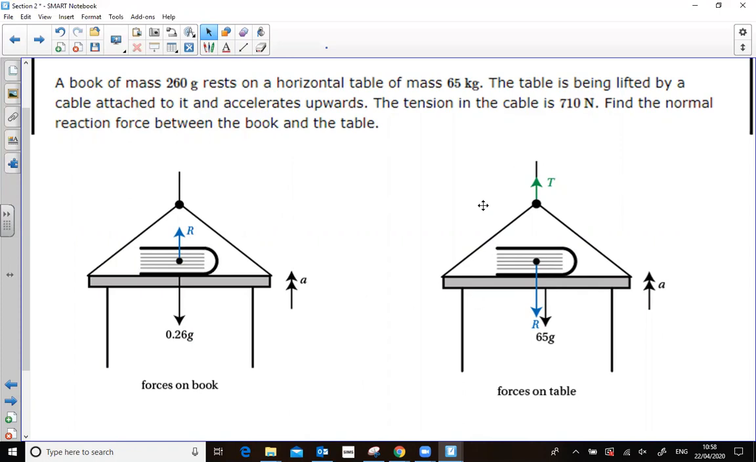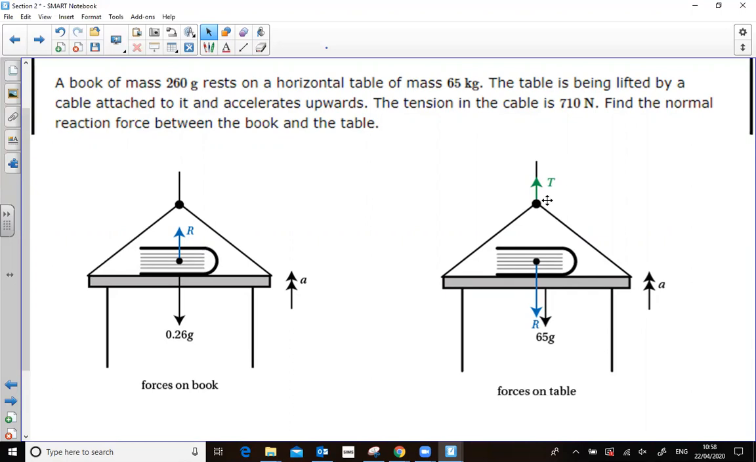Right, so let's look at the second diagram. The first diagram tells you all the forces acting on the book. The second diagram tells you all the forces acting on the table. So what are the forces acting on the table? Firstly, we have the weight, which is 65g. And secondly, we have the normal reaction force from the book, which will be going downwards. And also because it's being pulled upward, there will be a tension going upwards.